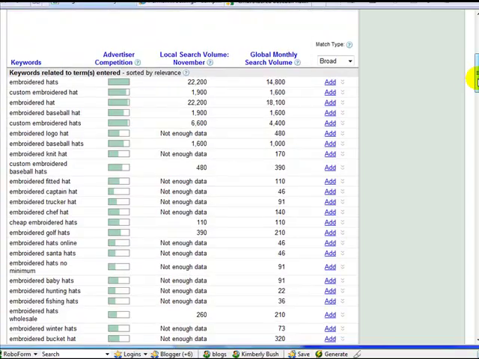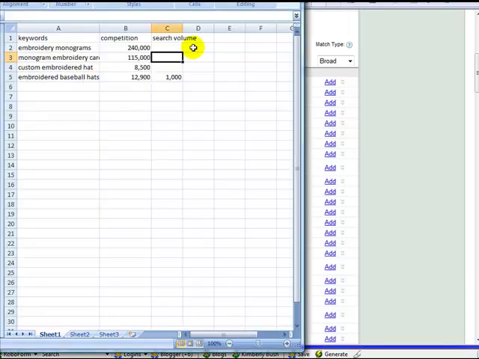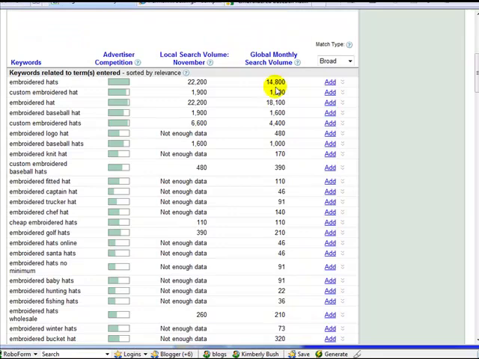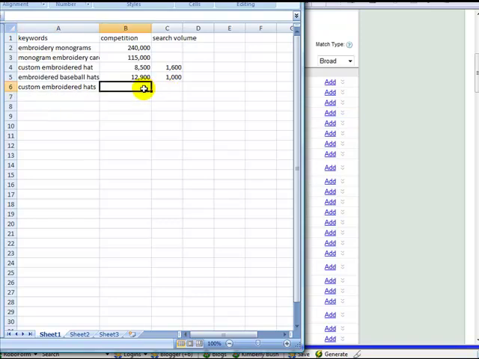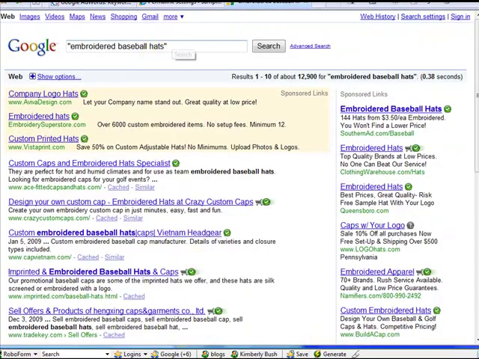Custom embroidered hat. And custom embroidered hats with the S. A lot higher. Okay, 1600. There we go. Now let's look at one last thing here. Custom embroidered hats with the S on it, because when you add the S, you can see that it jumps up a lot. 4,400 is the search volume. But how much does the competition jump up? Custom embroidered hats. Well, there's one way to find out.